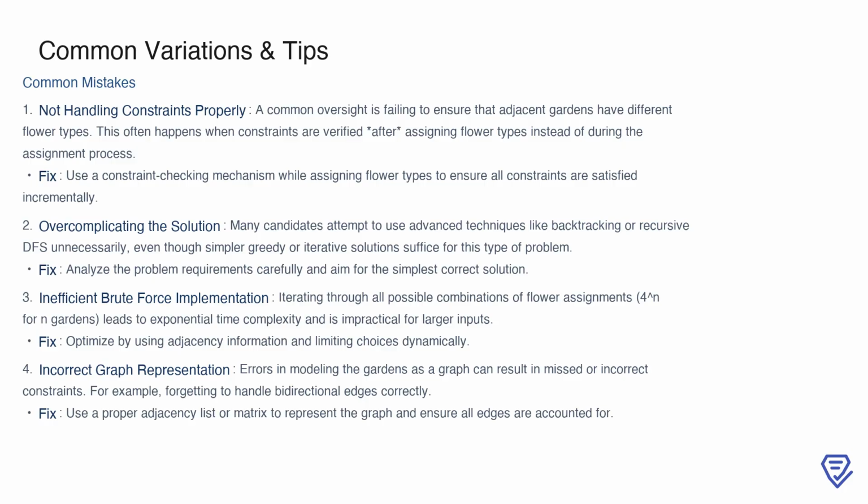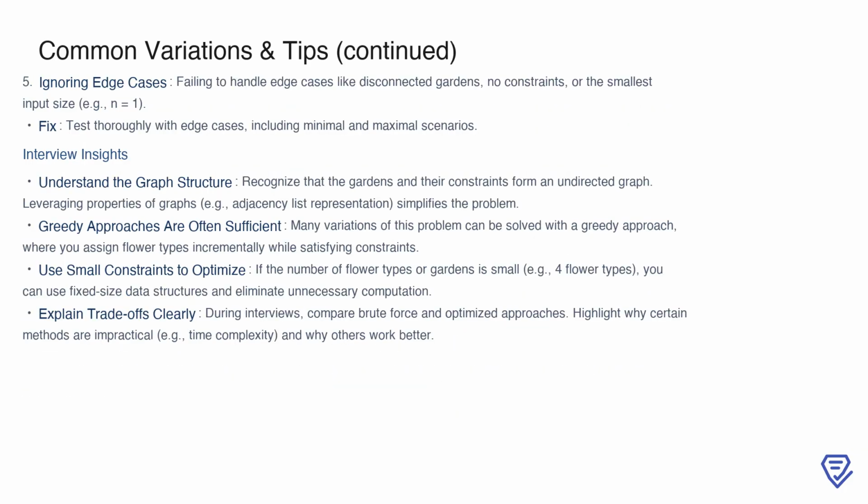Finally, errors in the graph representation, such as forgetting to handle bidirectional edges, can lead to incorrect constraints. To avoid this, use a proper adjacency list or matrix to accurately represent the graph and ensure all edges are accounted for. Edge cases are another important consideration. Disconnected gardens, scenarios with no constraints, or the smallest input size like n equals 1 are often overlooked. To avoid pitfalls, test your solution thoroughly with both minimal and maximal edge cases.